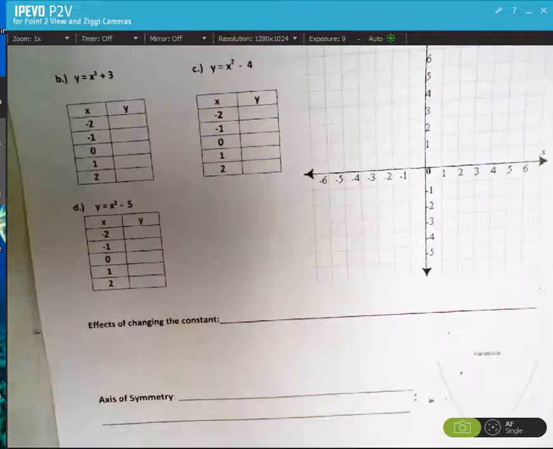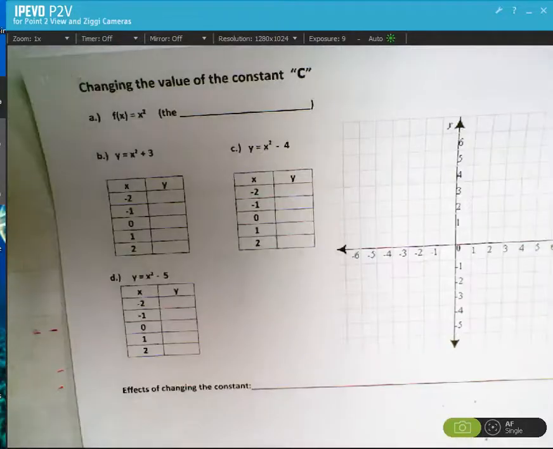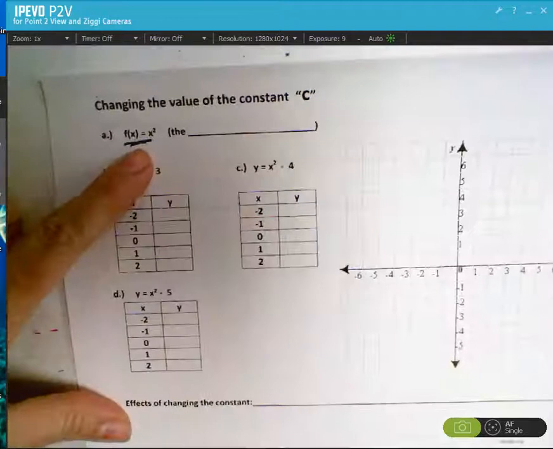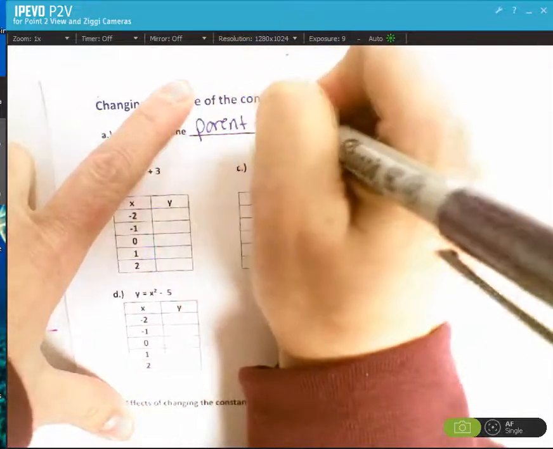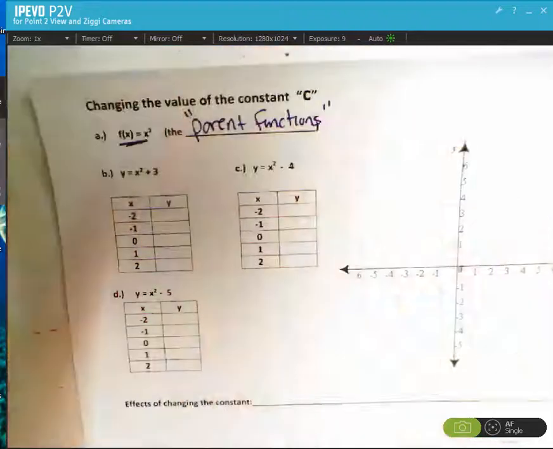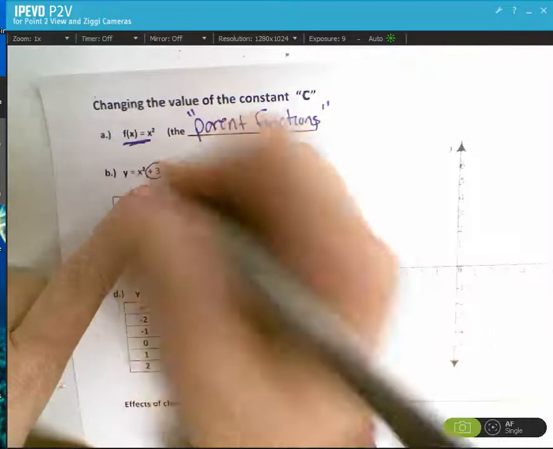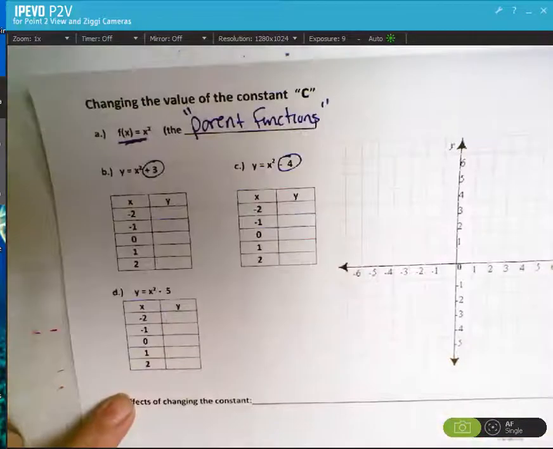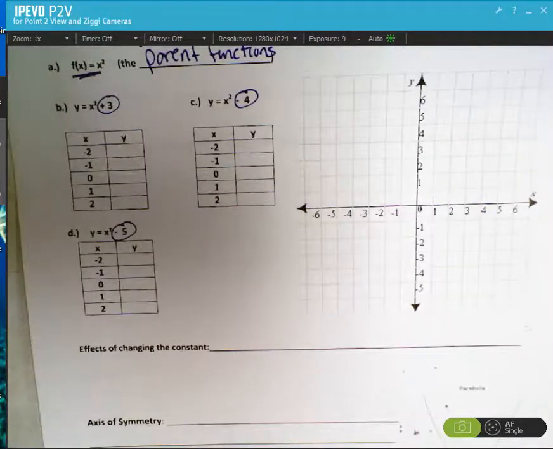Alright, let's look at when we have a change in the constant, or the c value. So again, if I have f of x is equal to x squared, there's no changes to x squared, so that's called the parent function. There's no bells or whistles, no add-ons, it's just x squared. So that's my parent function, and I want to see if I add a constant, or if I subtract a constant. What happens to the function?